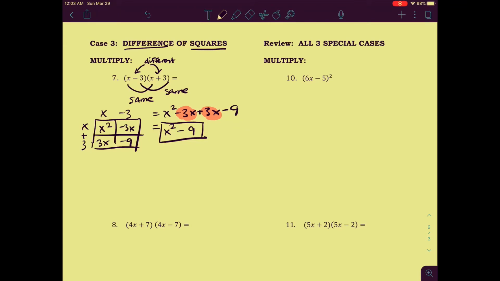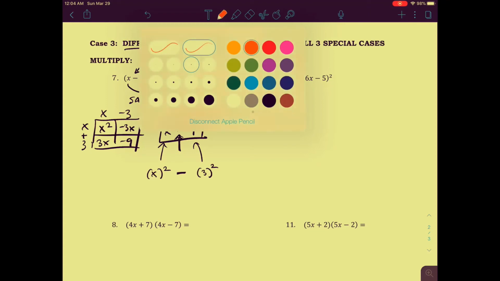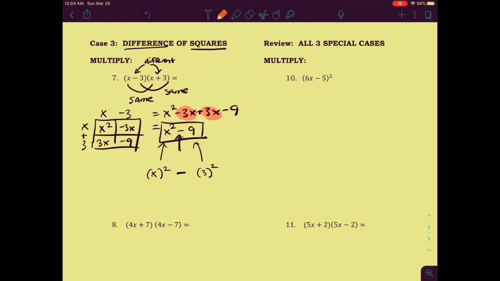So if you notice, my final answer is actually a difference of squares, right? I have this minus sign here, and this minus sign tells me that this is a difference. This first term is really just the first term of my binomial squared. This last term is just the second term in my binomial squared. And this minus sign represents the difference, right?